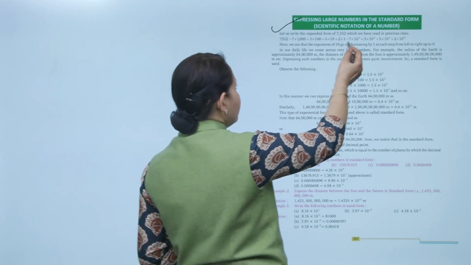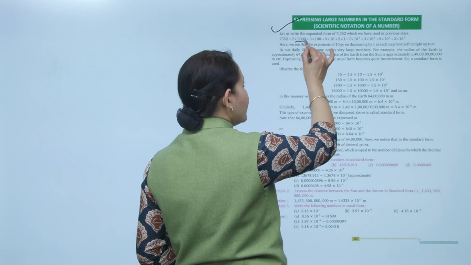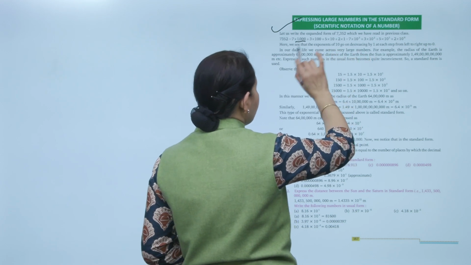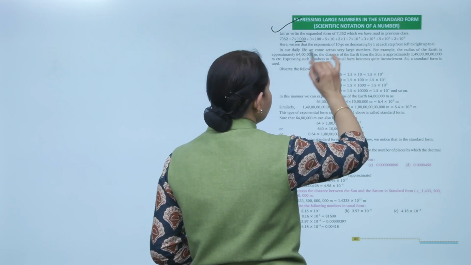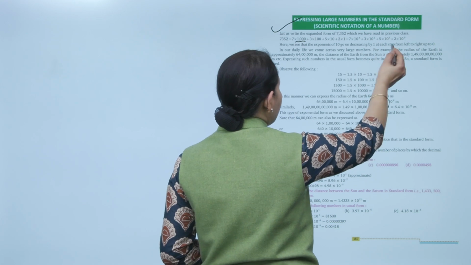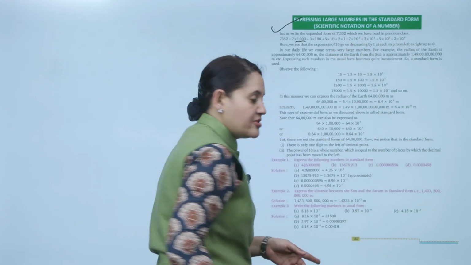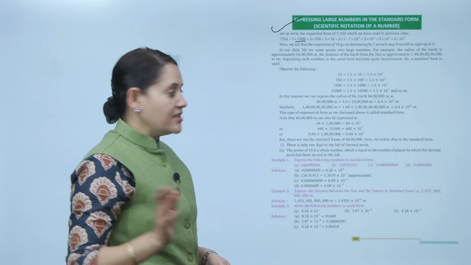Or we can write 7 into 10 to the power 3, as it is 1000. 3 into 10 to the power 2, 5 into 10 to the power 1, and 2 into 10 to the power 0. 10 to the power 0 means 1, 2 into 1, that is 2. Clear? So here we see the exponent of 10 goes on decreasing by 1 at each step from left to right up to 0. In our daily life, we come across very large numbers. For example, the radius of the earth is approximately 64 lakh meter.